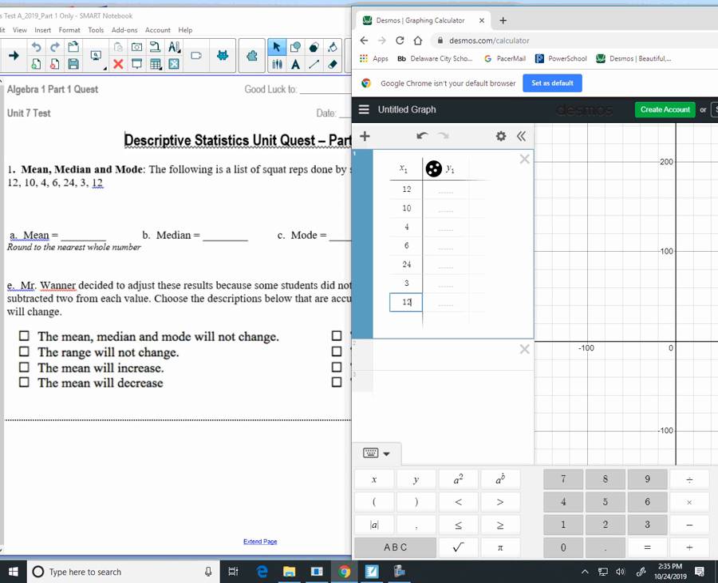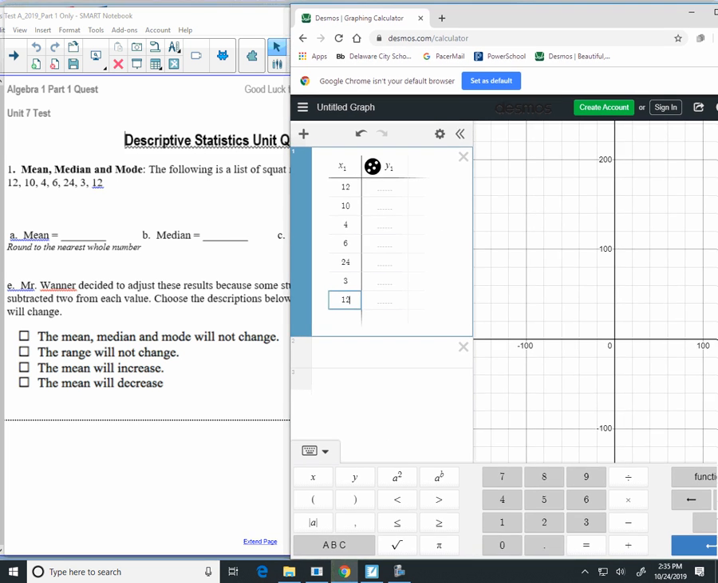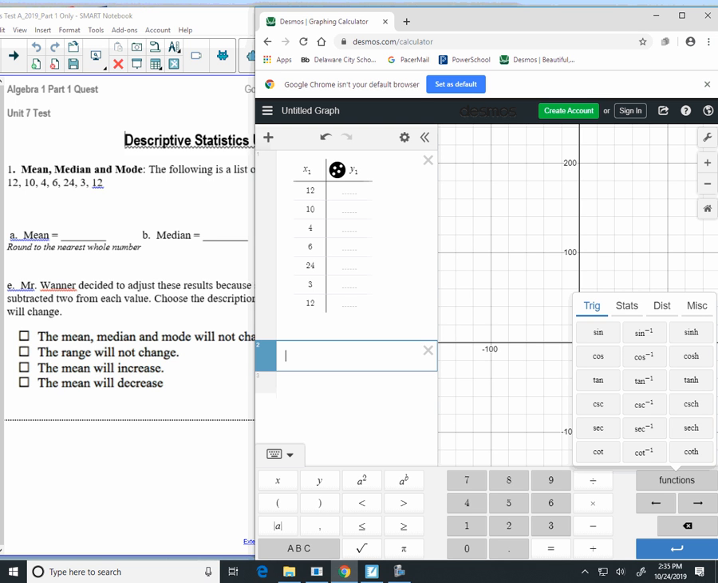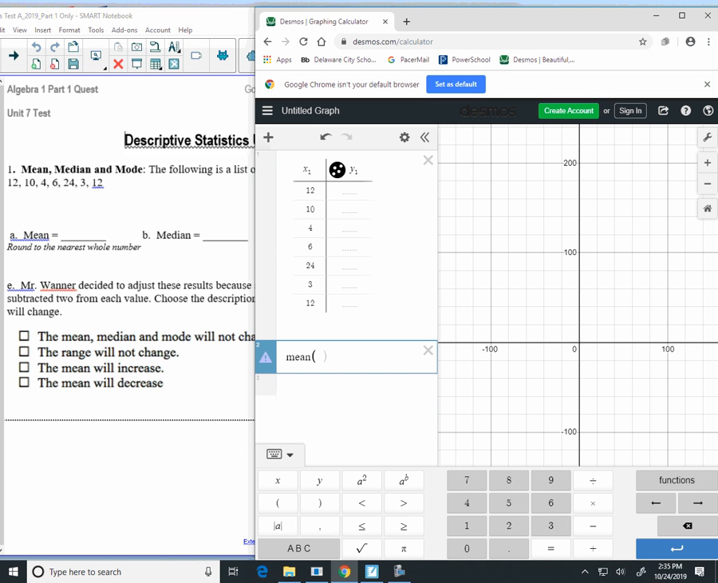And now that we have that list in, we're going to ask it for the mean and the median, and then we're going to find the mode and the range. I actually need to move this out a little bit. If you go down one and go over to functions, you'll see under stats, you have some options there. You have an option for mean. You can type it in with words, or you can pick it from the stats menu. I'm going to do that.